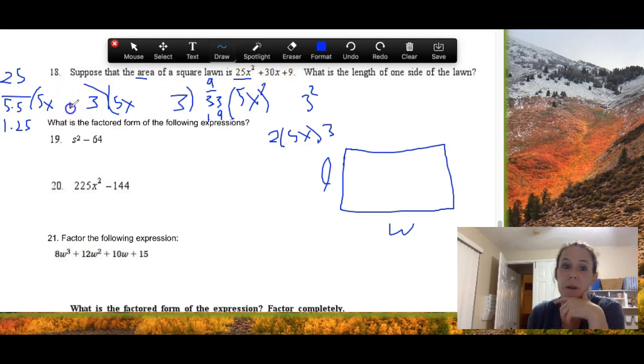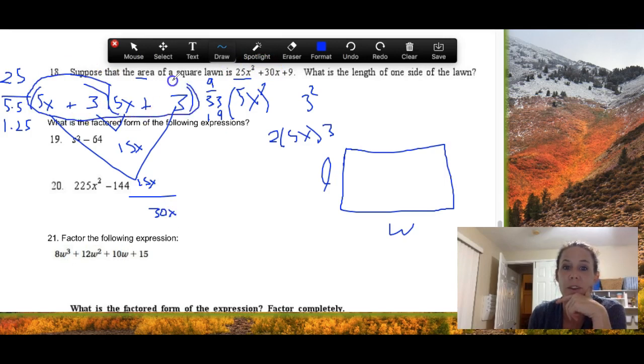Positive, positive, positive, positive, check. Does the inner term, 3 times 5, is 15x, and the outer term, 3 times 5x, is 15x. Do they add up, 30x, to be that middle term? Yes. So bam. 5x plus 3 times 5x plus 3.